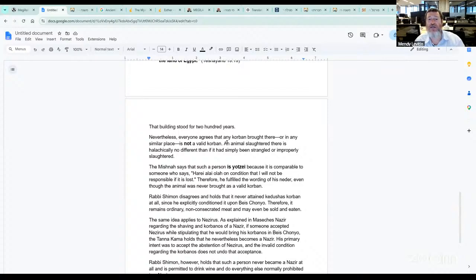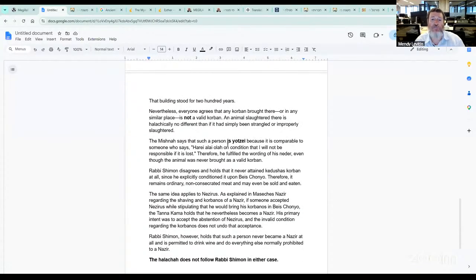Nevertheless, everyone agrees that any korban brought there, or any similar place, is not a valid korban. An animal slaughtered there is halachically no different than if it had simply been strangled or improperly slaughtered. The Mishnah says that such a person is yotze because it is comparable to someone who says "Harei alai olah" on condition that I will not be responsible if it's lost. Therefore, he fulfills his neder, even though the animal is not brought as a vowed korban.